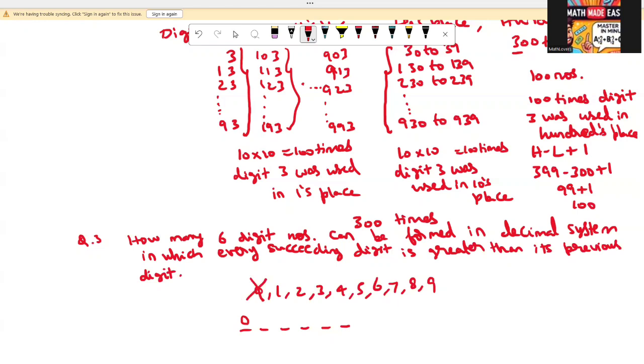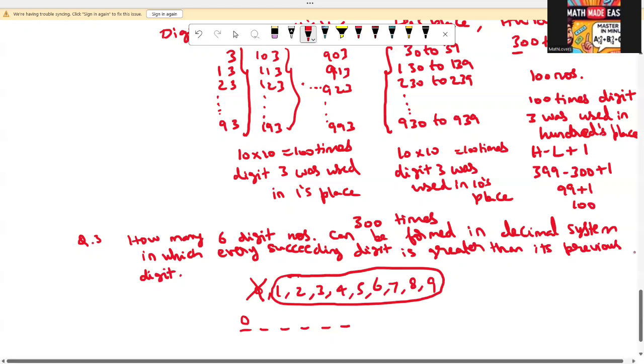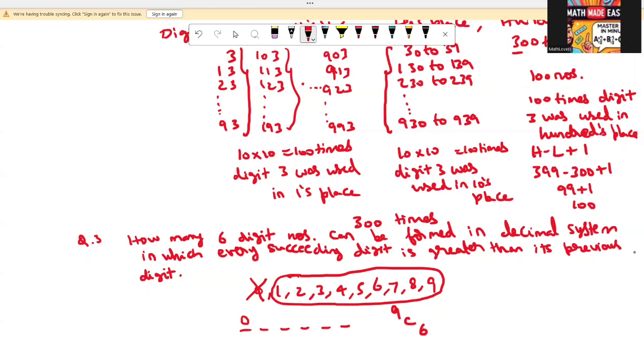So meaning what we are going to do, from the remaining 9 digits, you are going to pick 6 digits. Since every succeeding digit is greater than the previous digit, you cannot repeat any digit here. So from these 9 digits, you have to pick just 6 digits. And once we pick the 6 digits, which are all unique, you can arrange them according to the given rule in only one way. So there is no permutation required here.